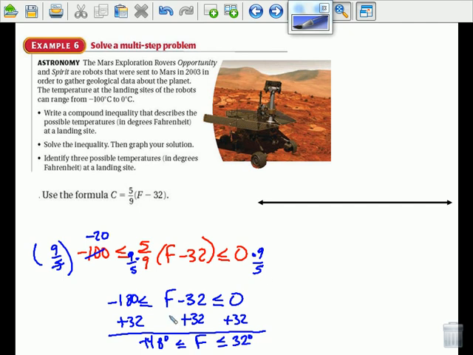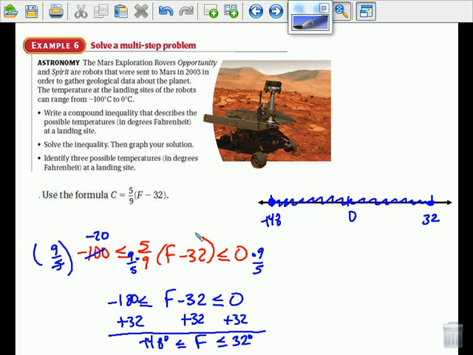And this is in degrees Fahrenheit, so we converted them. All right, so let's go ahead and graph this. We have to go from a negative 148, why do I forget my 1, up to a positive 32. And in here, we're just going to put these values on here. So I've got a closed circle, and I'll shade in between.